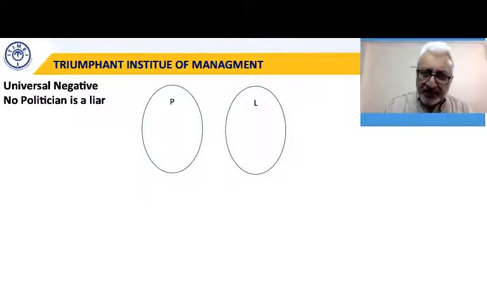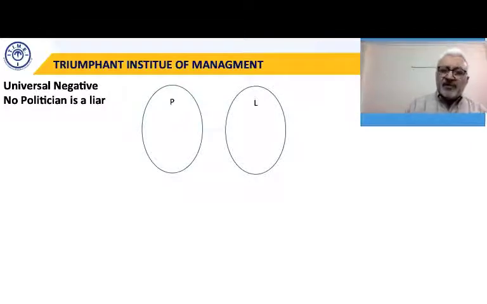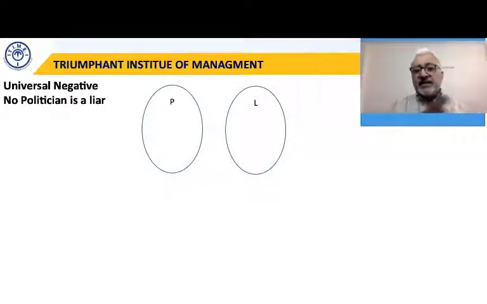I hope you're getting it. And to understand this better, we should try to create a bar between the politician and liar. This bar indicates that there can never be an overlap between a politician and a liar. I hope the point is clear. Always make this bar so that you're very clear in the mind that they can never overlap each other. All right, so they keep away from each other.